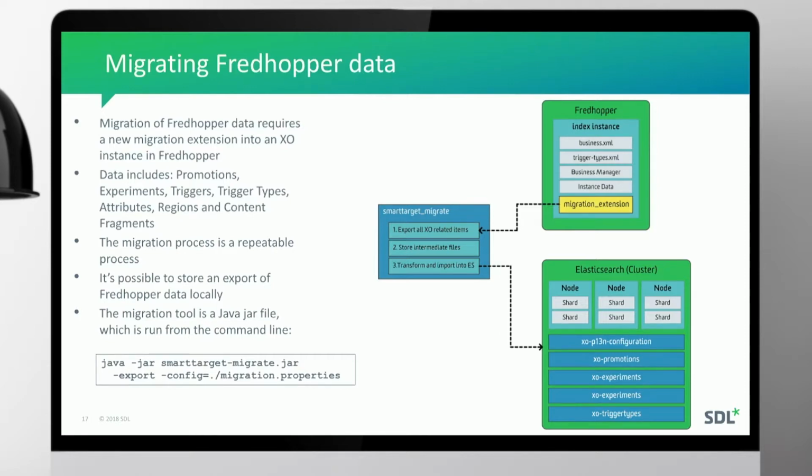The migration itself is a simple jar file with some Java code in it. You can run the command listed at the bottom of the slide and export the data from Fredhopper. The exported data is stored on the file system, from which you can then use -import, obviously, to import it into Elasticsearch. The nice thing about this is that you can do it repeatedly, so if you want to simply test an export and import, or if you want to import data into more than one Elasticsearch instance or cluster, that's all possible. And Peter will show that in a minute.